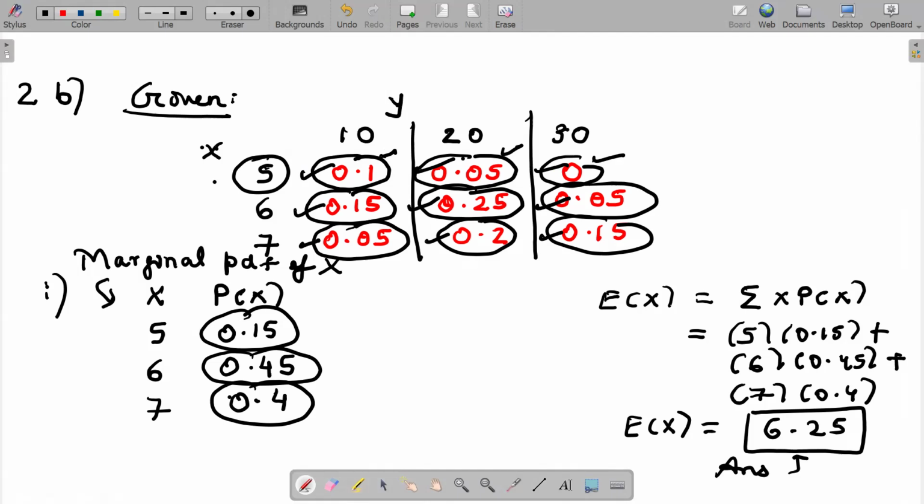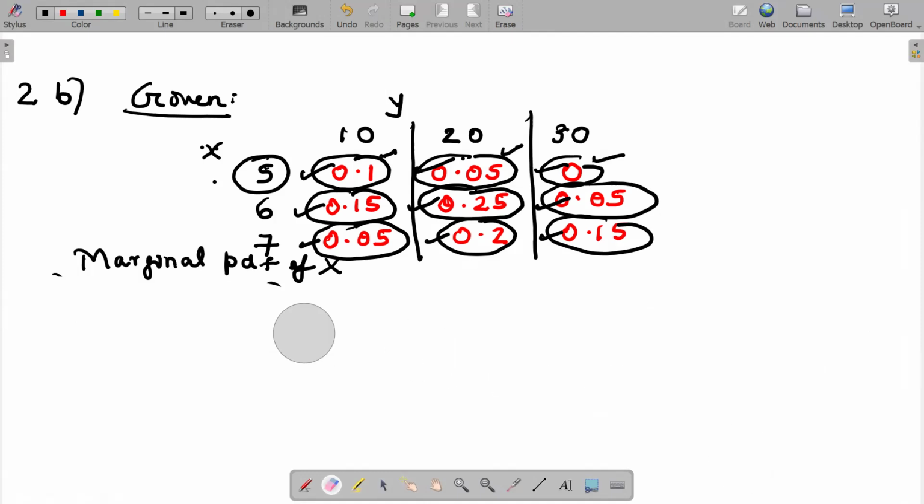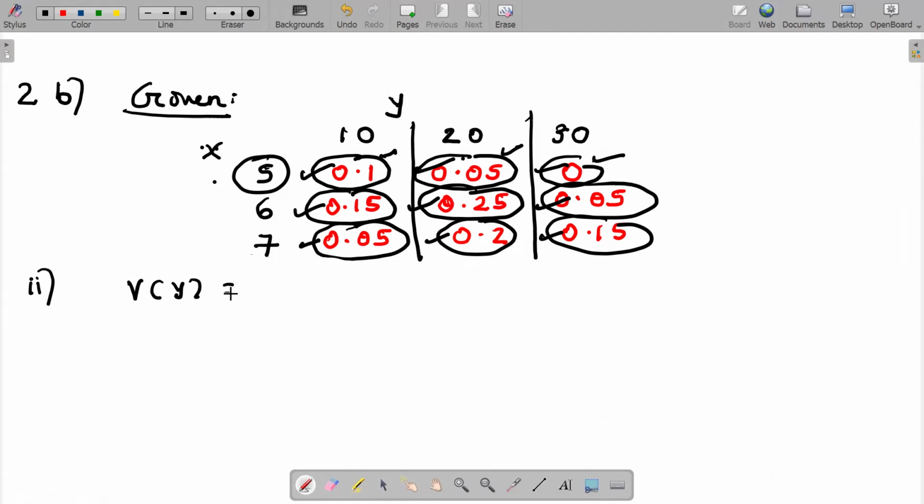Now, the question was also asking us to find the variance of y. So part 2, first I find the marginal PDF of y in order to find the variance. Variance of y, we have to use the formula for variance. It's expected value of y square minus expected value of y whole square.